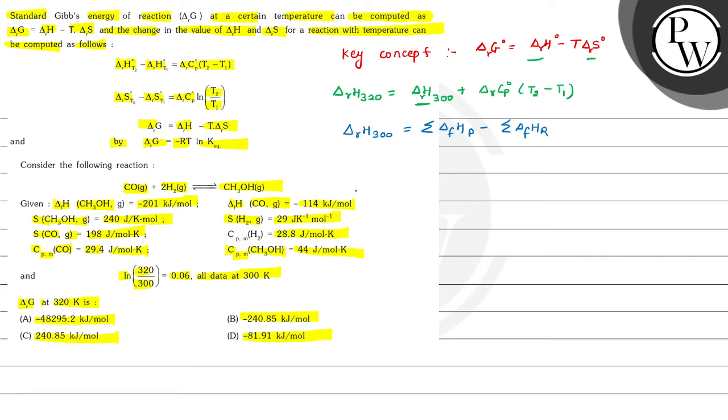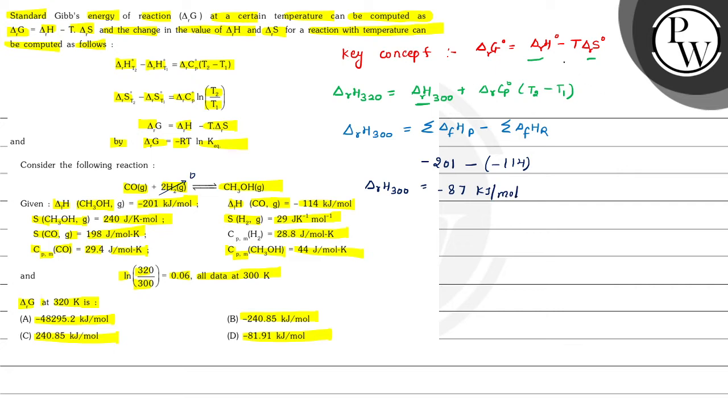So at product side CH3OH is present, and for CH3OH the value is minus 201, minus at reactant side here CO and H2 are present. For H2 the value is equals to 0, and for CO the value is equals to minus 114. So minus 114. So the enthalpy of reaction at 300 Kelvin comes out to be minus 87 kilojoule per mole.